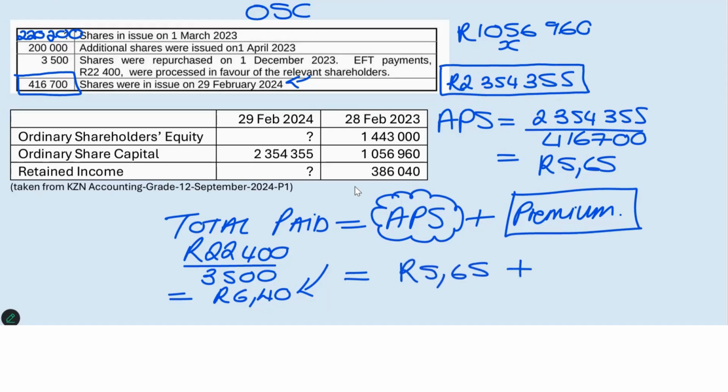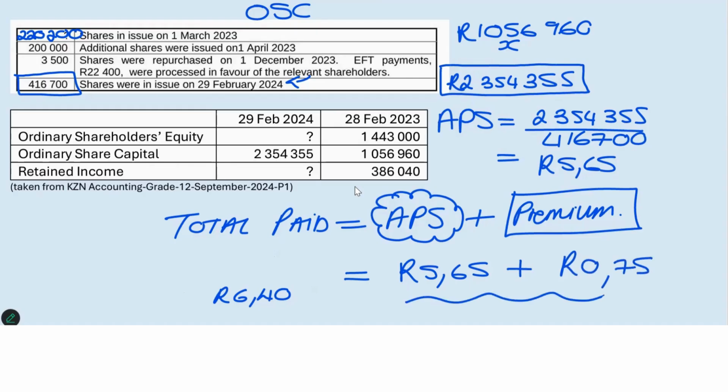So now if I was to find the premium amount, I would take my R6.40 per share minus the R5.65, and that gives you 75 cents. Okay, 0.75. Because remember, these two have to add up to the total. Great. So in this particular instance, we had to use the closing balance of our ordinary share capital.